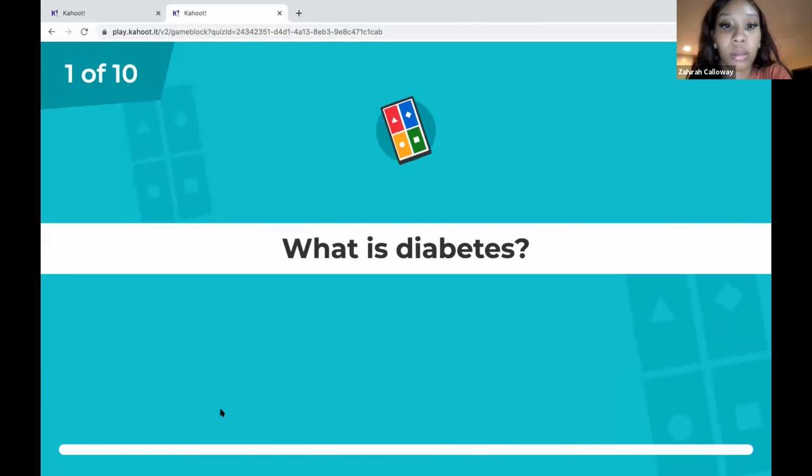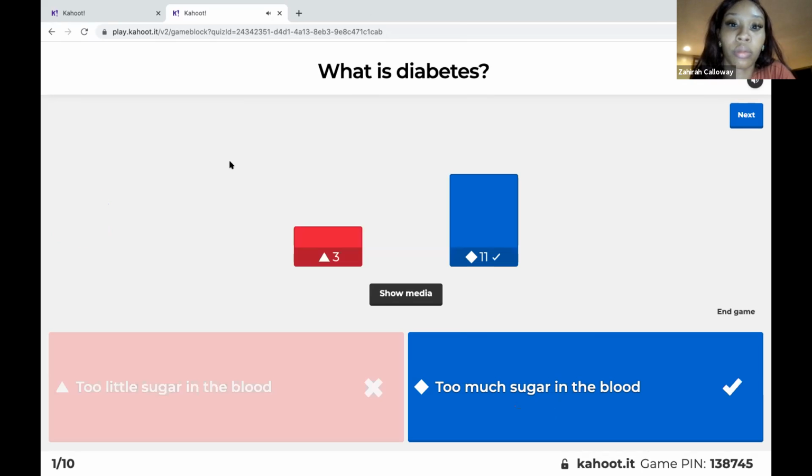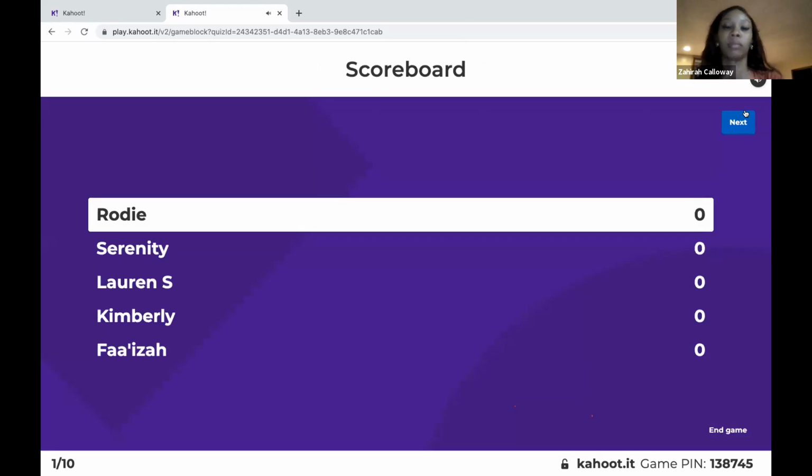What is diabetes? Too little sugar in the blood or too much sugar in the blood? All right, yes, good job. Too much sugar in the blood. So we have Rhodey in first place. We have Serenity in second, Lauren S. in third, Kimberly in fourth, and Faiza in fifth.